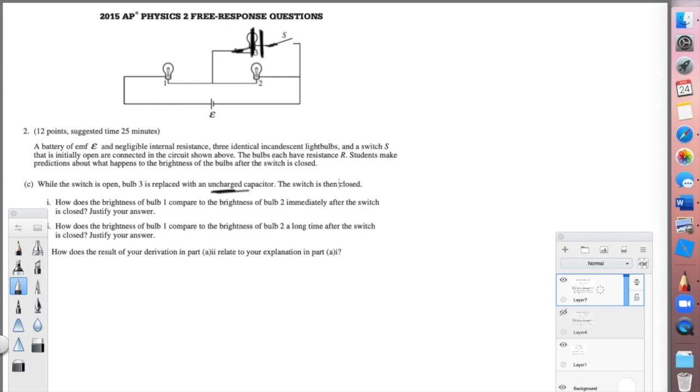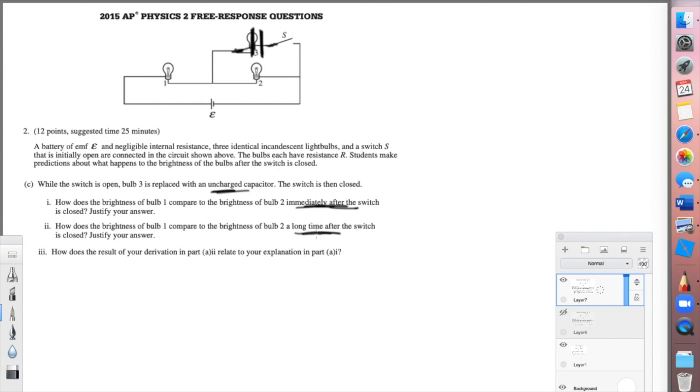uncharged. So the switch is then closed, and as with all capacitor questions, the two situations are immediately after the switch is closed, and then the other situation is a long time after the switch is closed. So whenever you're doing problems like this, you want to start by focusing on voltage. So again, let's just say that this is a 12-volt battery. 12 on this side, 0 on this side.